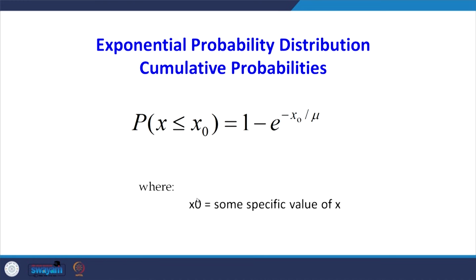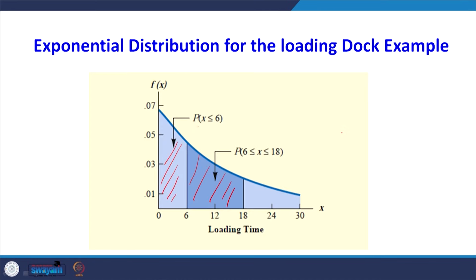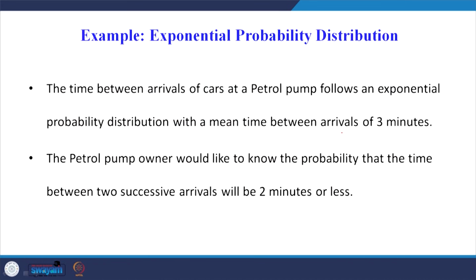So, for an exponential distribution, the formula for finding the cumulative probability density function is 1 minus e to the power minus x naught divided by mu, where x naught is some specific value of x. It is nothing but if you integrate that distribution between the interval and simplify it, you will get this answer. We will see one example of this exponential probability distribution.